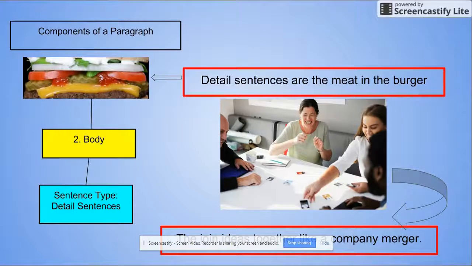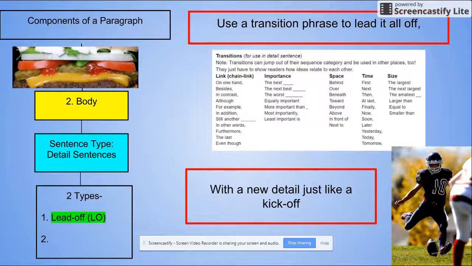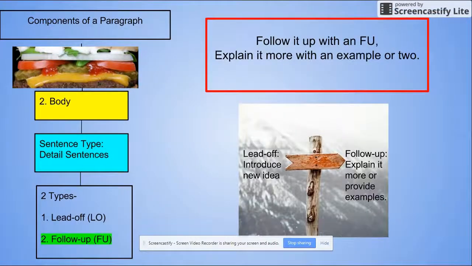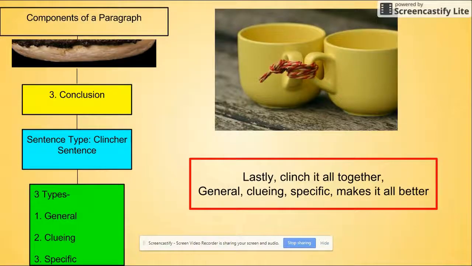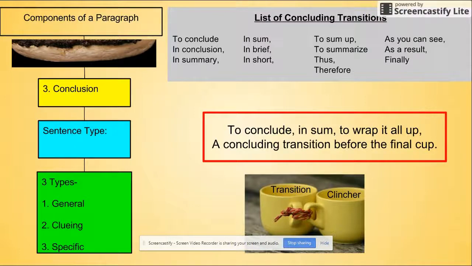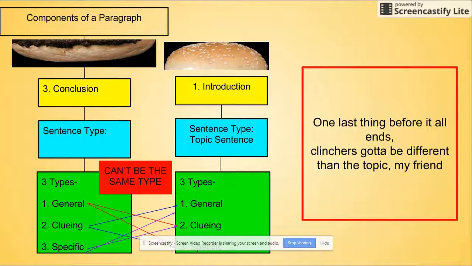Detailed sentences are the meat in the burger. They join ideas together like a company merger. Use a transition phrase to lead it all off with a new detail, just like a kickoff. Follow it up with an FU. Explain it more with an example or 2. Lastly, clinch it all together. General, cluing, specific makes it all better. To conclude, in sum, to wrap it all up, a concluding transition before the final cup. One last thing before it all ends, clincher's gotta be different than the topic, my friend.